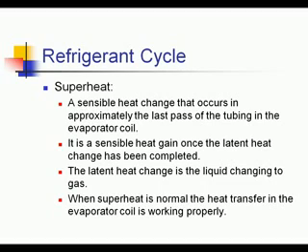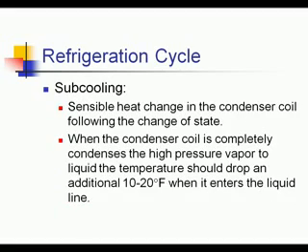You'll see in this picture you have the green filter dryer and the sight glass, always in that order. Filter dryer before the sight glass. Superheat, as I said, is a sensible heat change that occurs in approximately the last pass of the tubing in the evaporator coil. It is a sensible heat gain once the latent heat change has been completed. The latent heat change is the liquid changing to a gas. When superheat is normal, the heat transfer in the evaporator coil is working properly.